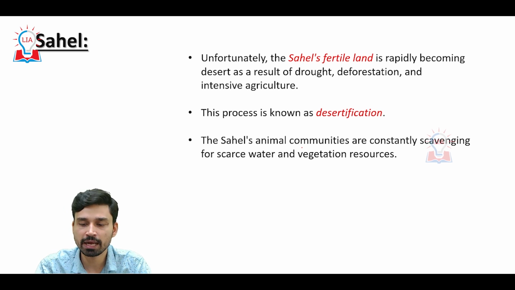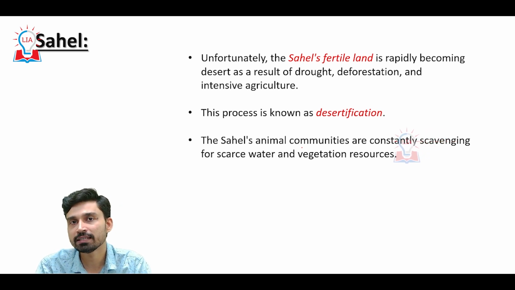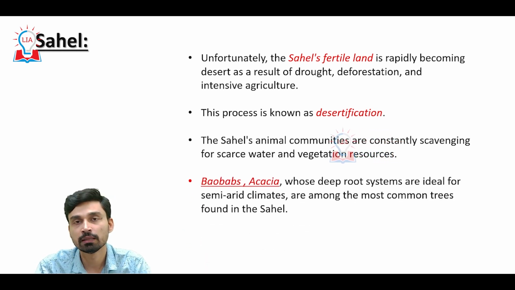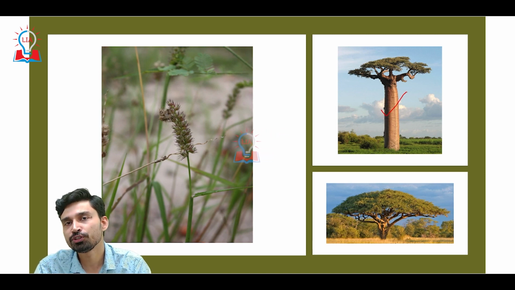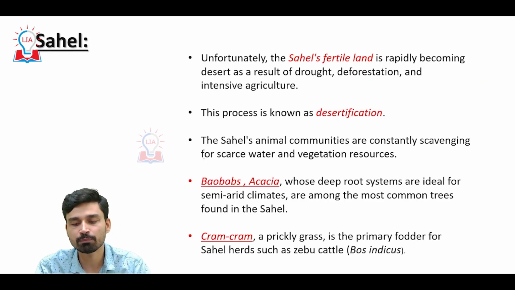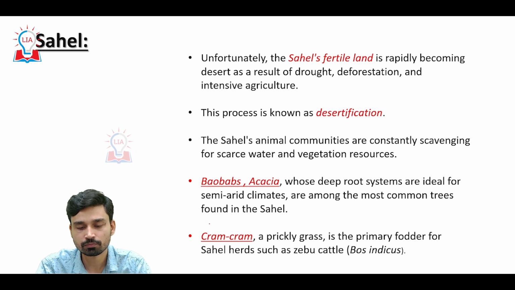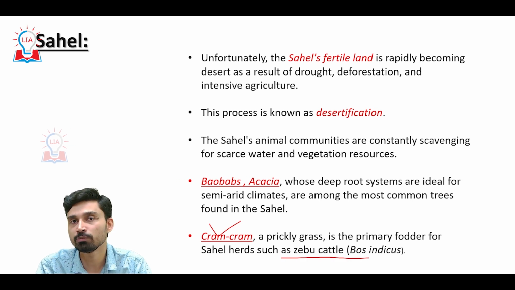As far as the animal community of Sahel is concerned, because of its dryness, the animals are constantly scavenging for scarce water as well as vegetation resources. The major types of plants that you'll find here are baobabs and acacia. As you can see, the baobab tree, also called the bottle tree, has a very wide trunk and stores a huge volume of water for consumption in the dry season. Similarly, acacias are other widely found plants in the Sahel region. Then we have a special type of prickly, thorny grass called cram, which is the main fodder of Sahel herds such as Zebu cattle. Zebu cattle is a species of cattle largely reared by the Hausa tribes that live around this Sahel region.